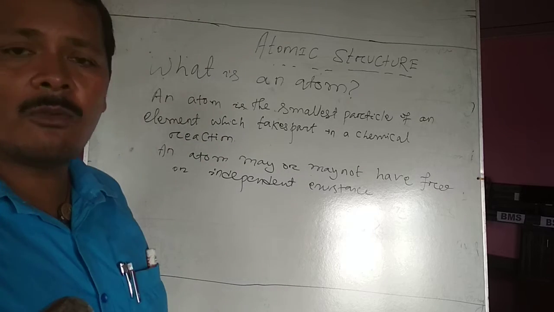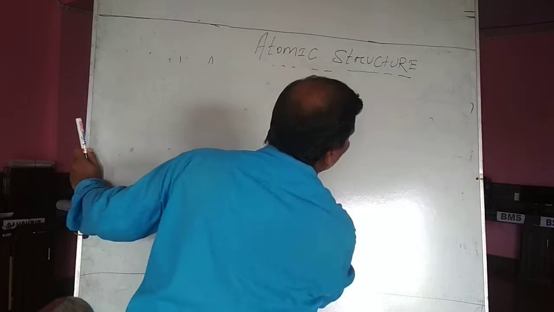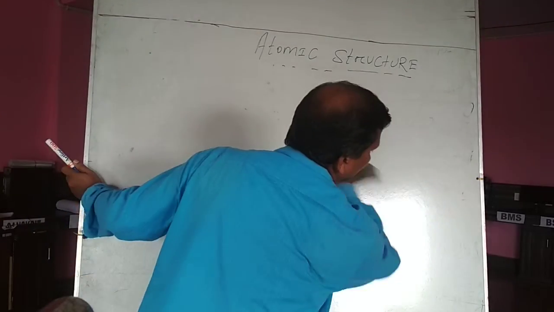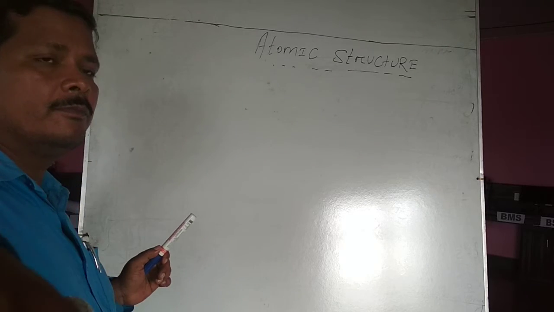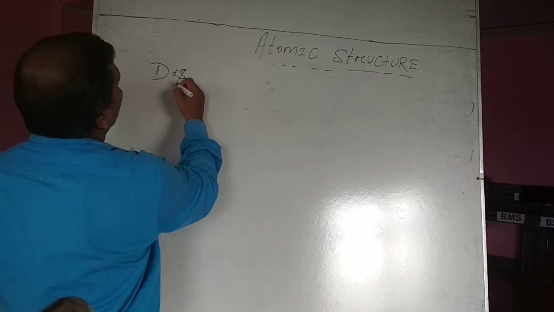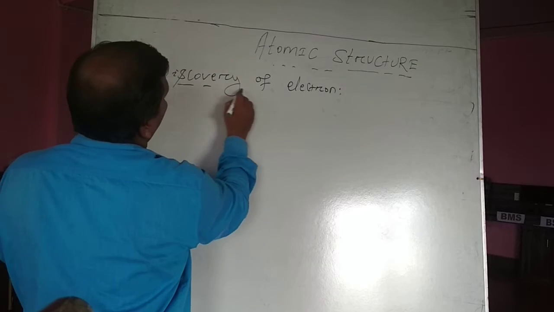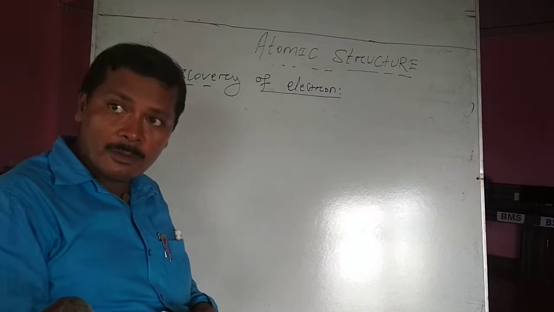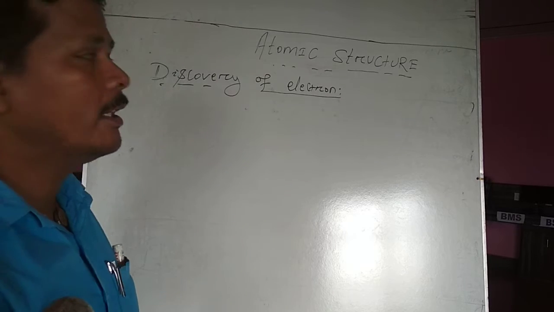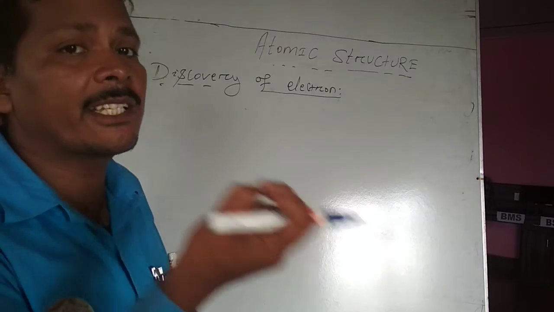Now let us see how the electron was discovered. Discovery of electron. Electron was discovered by J.J. Thomson in the year 1898 from the discharge tube experiment.